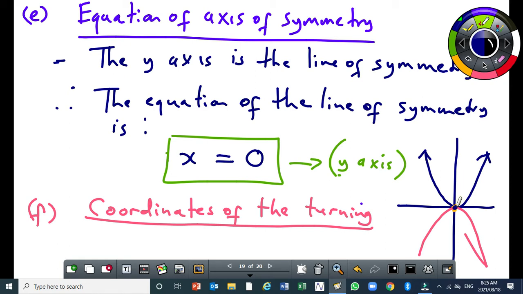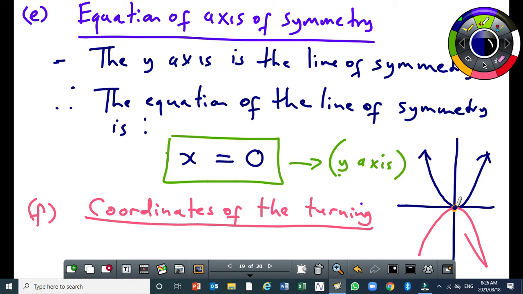But the basic graph y equals ax squared, you have a turning point there. Now, along the x-axis, the value of x is 0. So in grade 10, the value of x at the turning point is always a 0. But the value of y is not always a 0. So the value of y is going to be given by q. So q is the y-intercept of the graph.